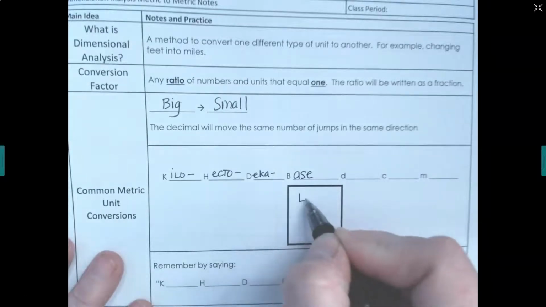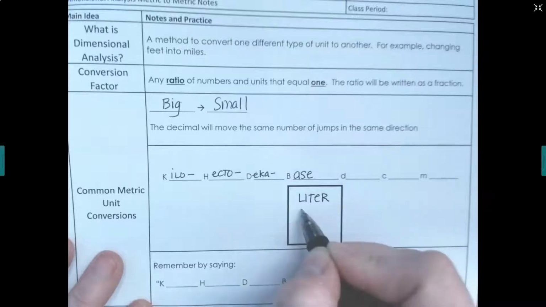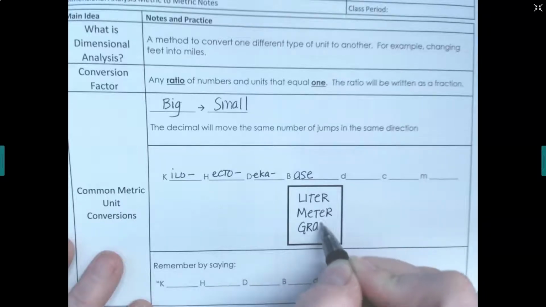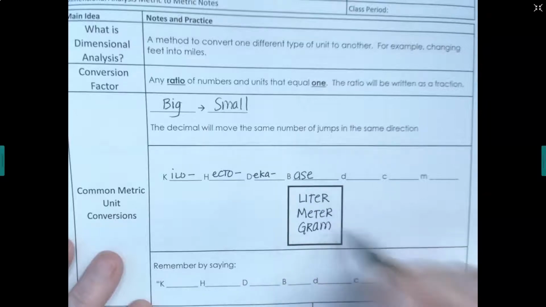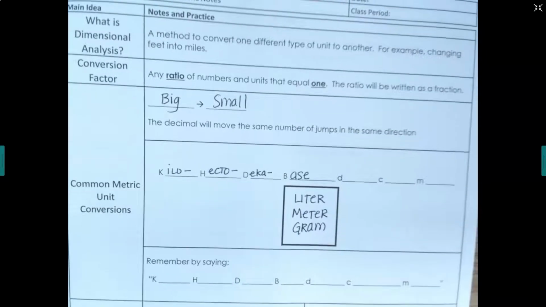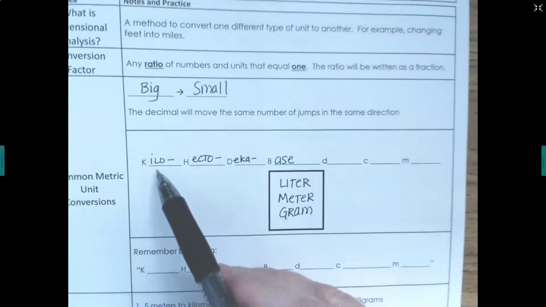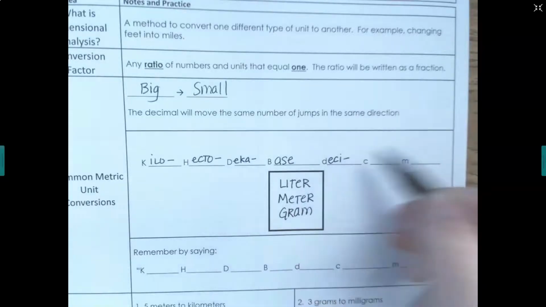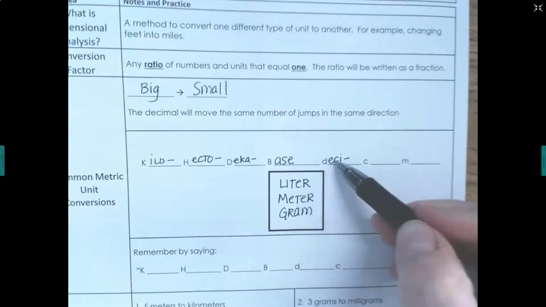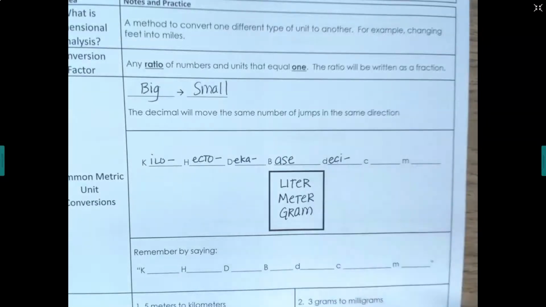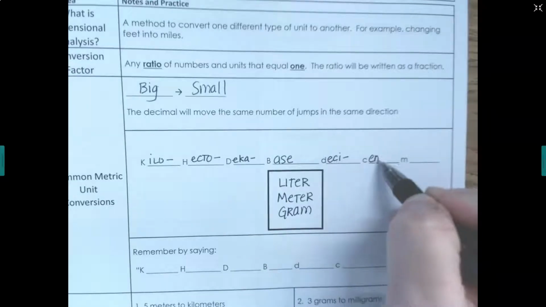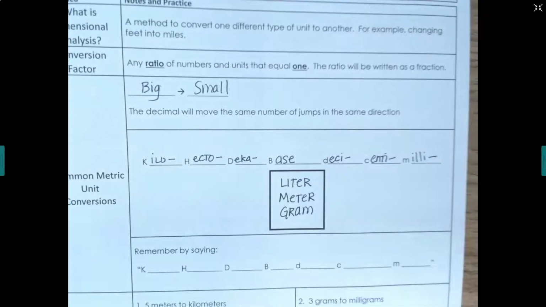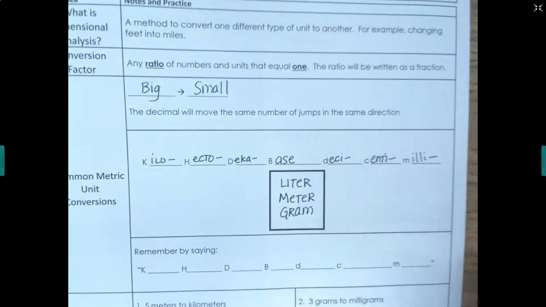For our base units, the only ones we're really going to talk about are liter, meter, or gram. So we have volume, distance, weight, pretty much what we are doing with our other conversions. Now we're getting into the smaller amounts. The lowercase d stands for deci, and that would go in front of deciliter or decimeter or decigram. These are prefixes and they just go in front of the base unit. The C stands for centi, and the M stands for milli, like a centipede or a millipede, okay?